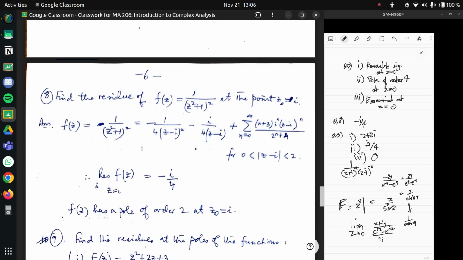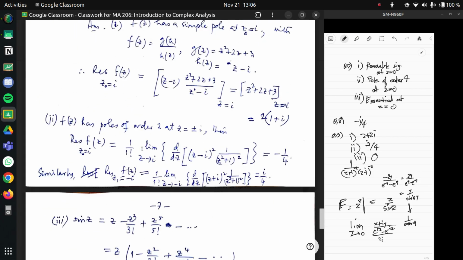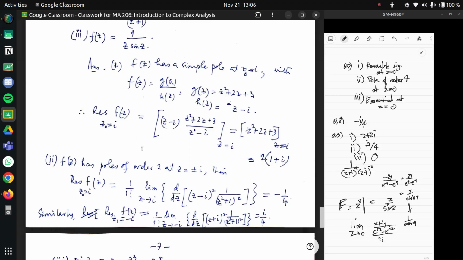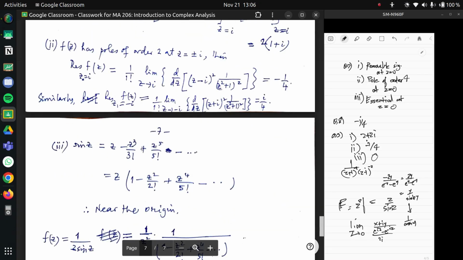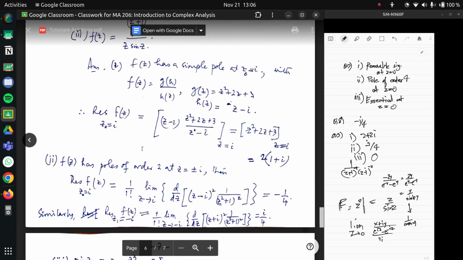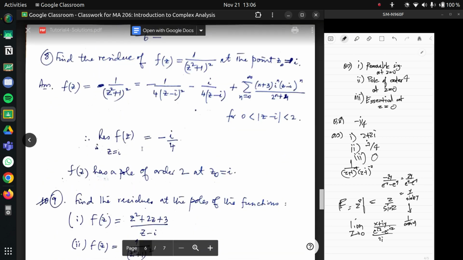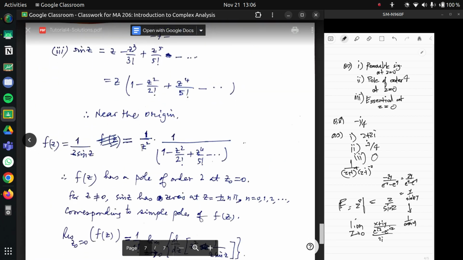Now we're going for question number 8, so it's negative iota by 4. Cool. It has an order 2 pole. Fine. Question 9. That's 2 times 1 plus iota. Sure. Negative iota by 4. It's supposed to be negative iota by 4, since it's the same function completely.